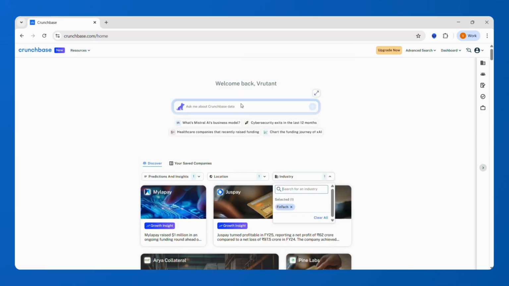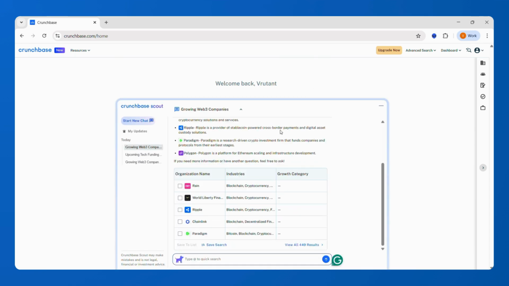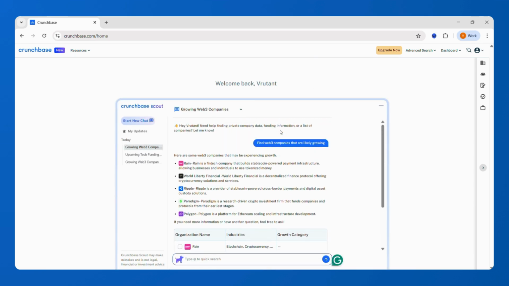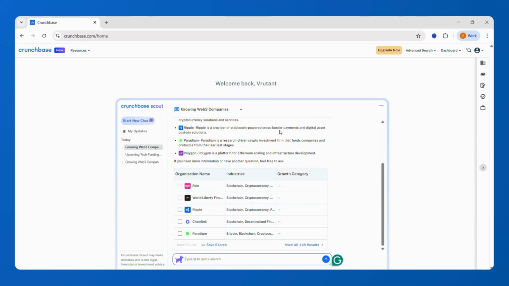Now let's quickly try and use the search engine over here. So say for example, I want to find Web3 companies, that's one of the prompts over here, that are likely growing. So what it gives me is a complete list of those Web3 companies that are growing as per certain parameters. What I can also do is I can further filter this down, or I can further view these companies to check out what all details they offer. For example, I have gone on this particular company.